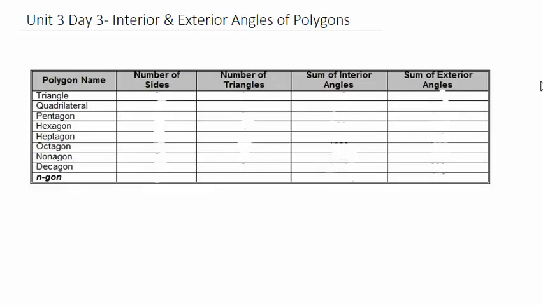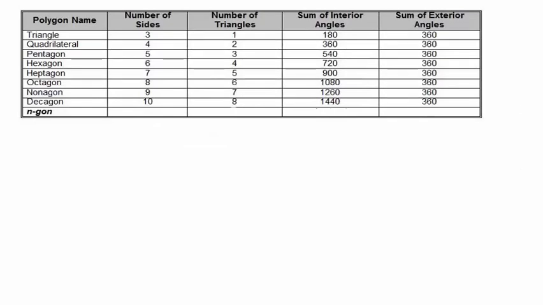Today we will be looking at the interior and exterior angles of polygons. So in the activity that you completed before, you were asked to compare the number of triangles that you could create in a polygon with the sum of both the interior and exterior angles. Hopefully your findings look somewhat like mine, and there are a few trends I want to highlight.